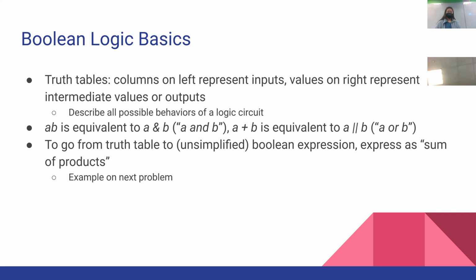Some of the problems you'll have to do are to go from a truth table to an unsimplified Boolean expression, and this is known as a sum of products. If you break down that phrase, a sum is taking an OR of multiple expressions, and products make up the terms, and those are ANDs. We'll take a look at this in the next example problem.